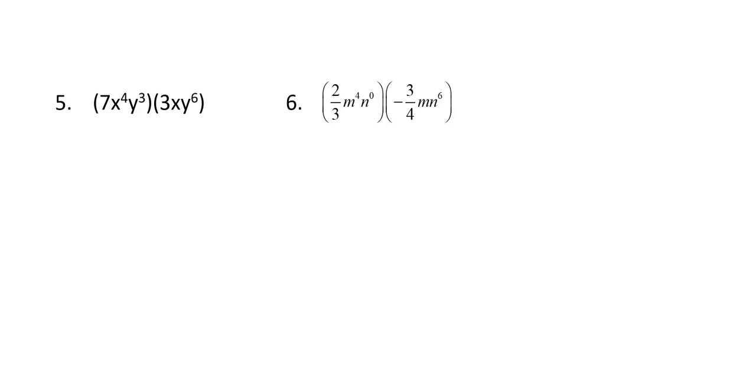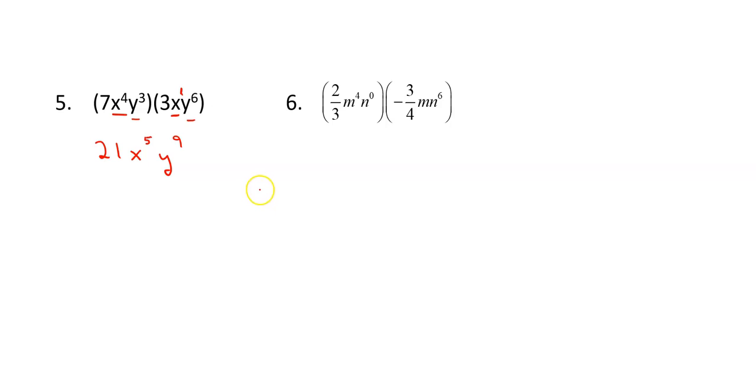All right, number 5 has a constant and 2 variables. Let's just make sure we keep them together. 7 times 3 is 21. How about my x's? I got 4 of them here, but don't forget I got another one here, right? That's really an x to the first. So 4 plus 1 is 5, so that's 5 x's. Now let's look at the y's. I've got 3 of them here and 6 of them there. If I'm multiplying, that's 9 of them.